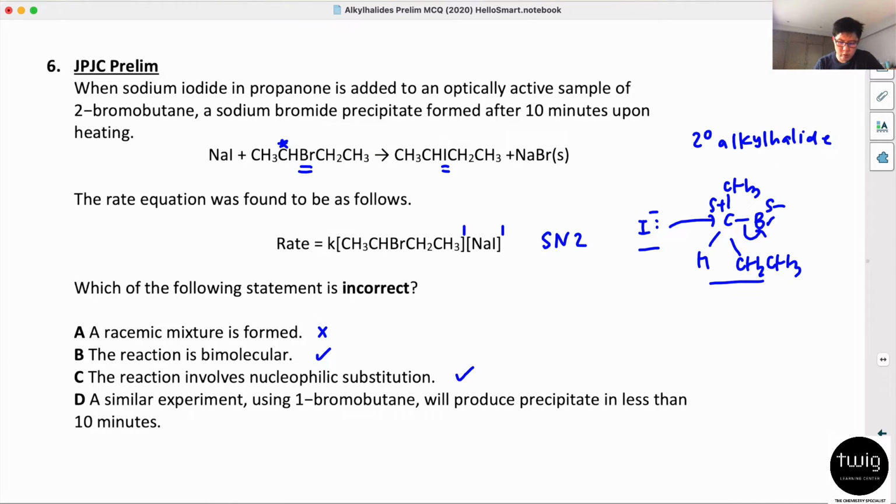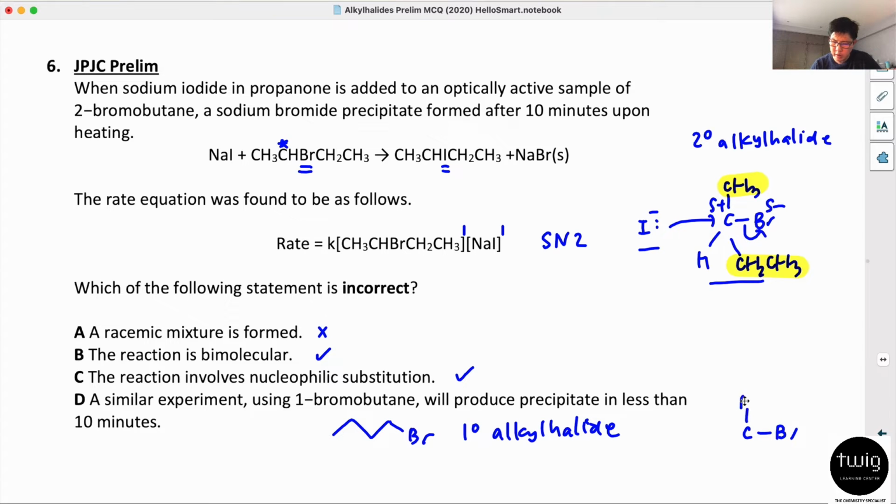But now when I ask you to draw 1-bromobutane, 1, 2, 3, 4, 1-bromobutane, this is actually a primary alkyl halide. A primary alkyl halide, if it undergoes SN2, is going to have a faster rate of reaction because there's less steric hindrance. This one has 2. You can see there are 2 bulky alkyl groups.